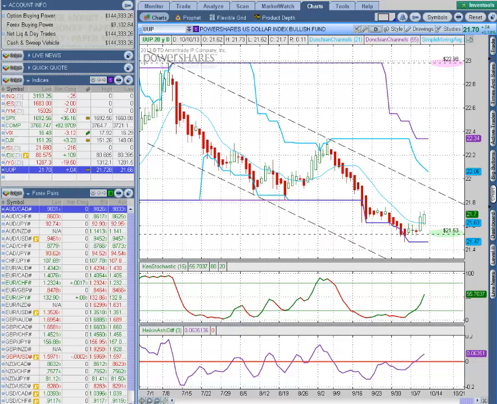The US dollar was up again today. However, price remains in a downward channel framed by the black dashed lines. Support is at 21.53. This can be seen by the light green oval. Resistance is at 22.98, as seen by the light pink oval.